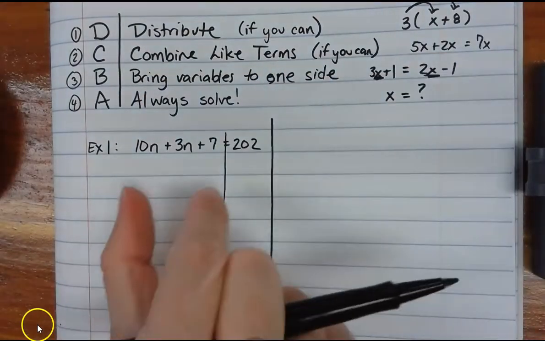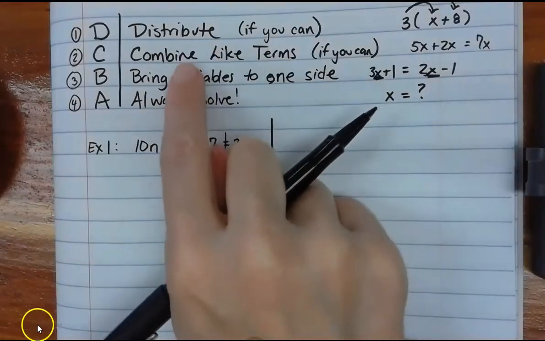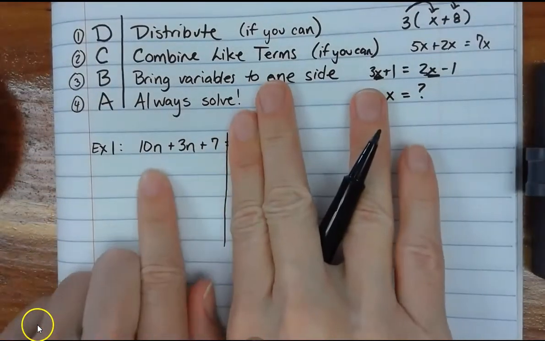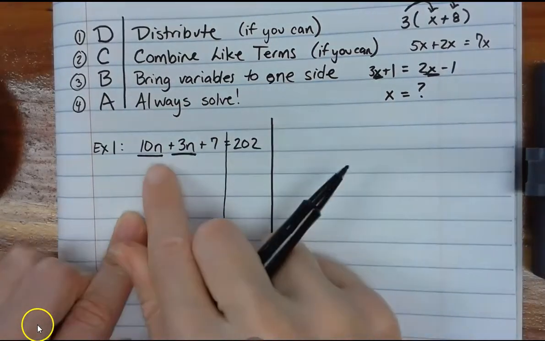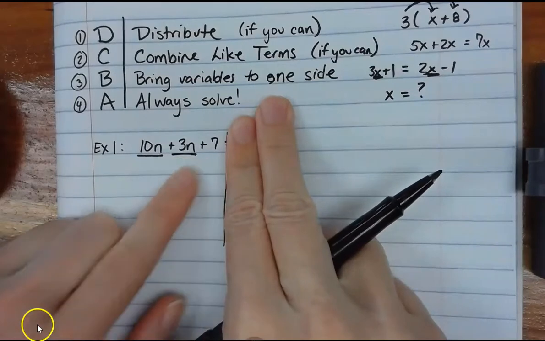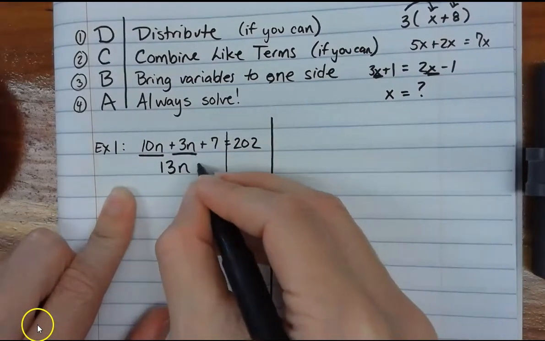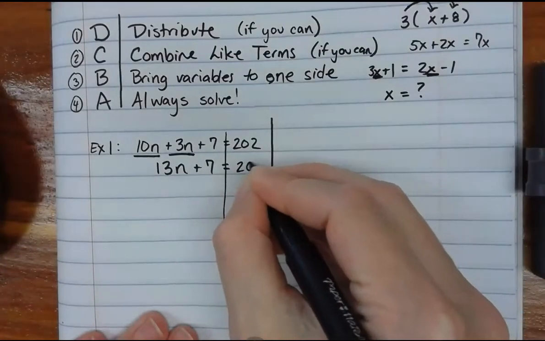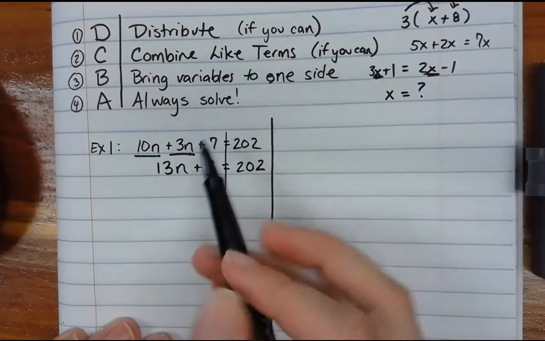Combine like terms. Do we see terms that have variables or numbers that we can combine? When we're combining like terms in this step, we want to make sure we're looking at one side at a time. So ignore the 202 for a second and just look on this side. Absolutely, we have like terms: the n's. We're going to do 10n plus 3n, which is down below here, going to give us 13n. Try to keep everything nice and lined up, organized. We're going to bring down the plus 7, and then we want to bring down the 202.